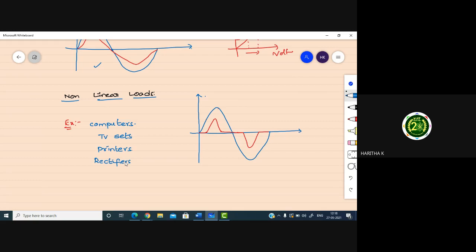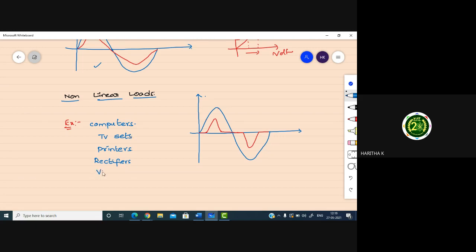We can simply say that whenever there is a semiconductor device in your system, then that system has a non-linear load. Any electrical appliance consisting of semiconductor devices is a non-linear load. Semiconductor devices will not follow Ohm's law. Ohm's law means current varies linearly with voltage. Semiconductor devices will not obey Ohm's law, so that is called a non-linear load. Whichever equipment consists of those semiconductor devices comes under non-linear loads.